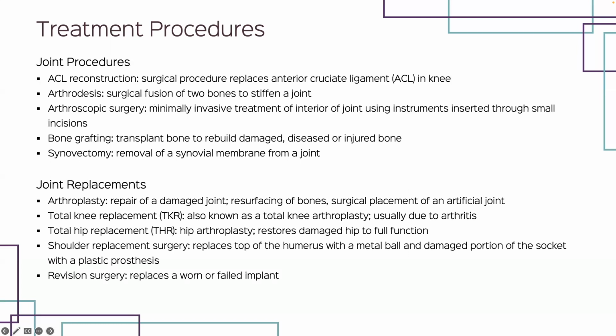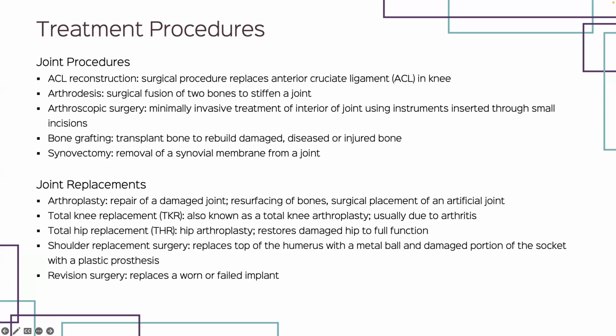And then we've got some joint procedures and joint replacements. So ACL reconstruction. So if you have that ACL within the knee that is ripped or torn, they can do a reconstruction with that. A lot of surgeries that they do on your joints now are done arthroscopically. So it's minimally invasive, where they only have 2 or 3 small incisions. And then they basically can work miracles with those anymore.